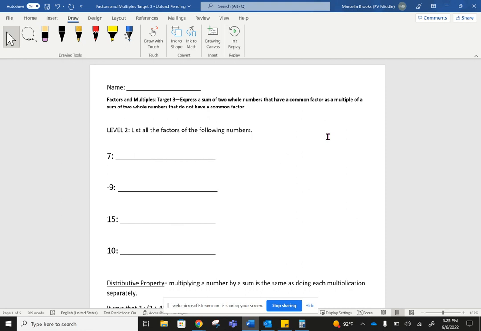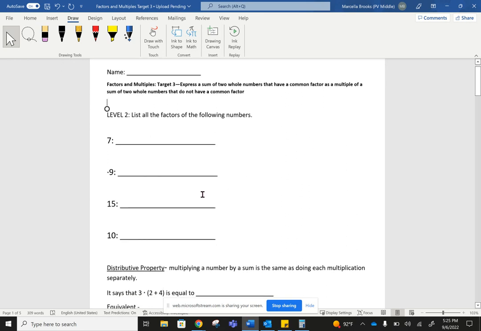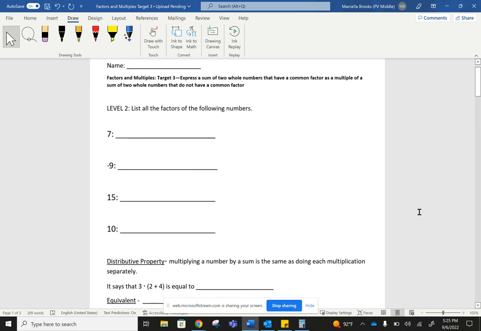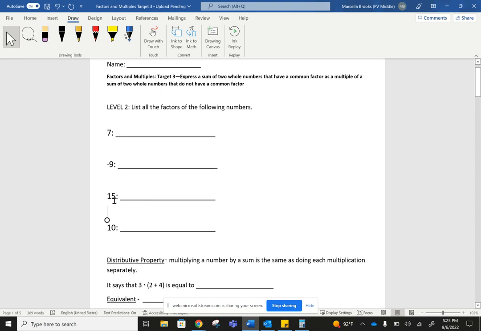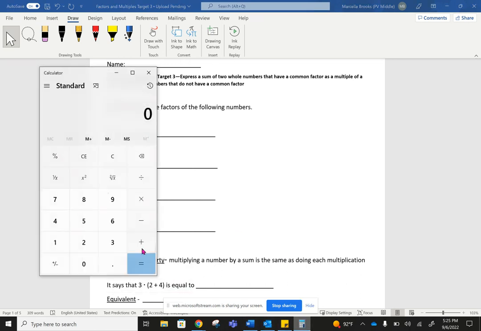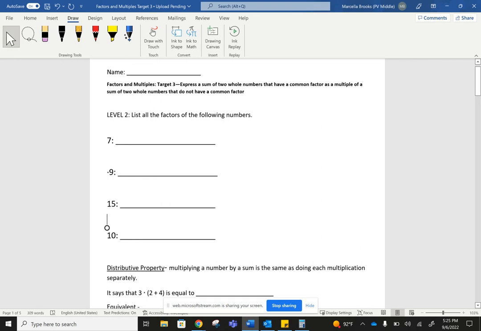Okay, so just to review, we are going to practice finding the factors of the following numbers. So let's start with 15. This is a level 2 skill that you're going to need to know in order to do a level 3 target. So factors of 15. I'm going to start with 1. What's 15 divided by 1? It's 15. That means 1 and 15, because 1 times 15 makes 15.